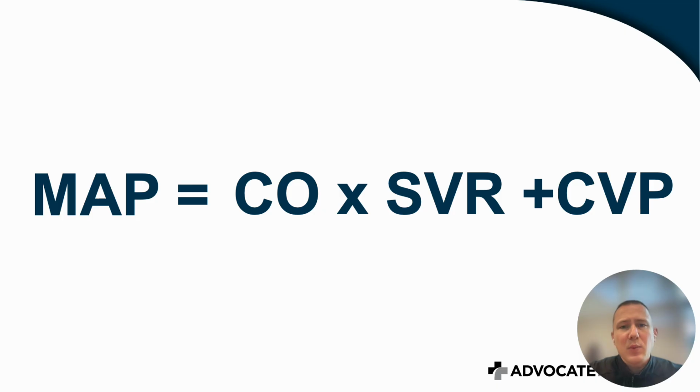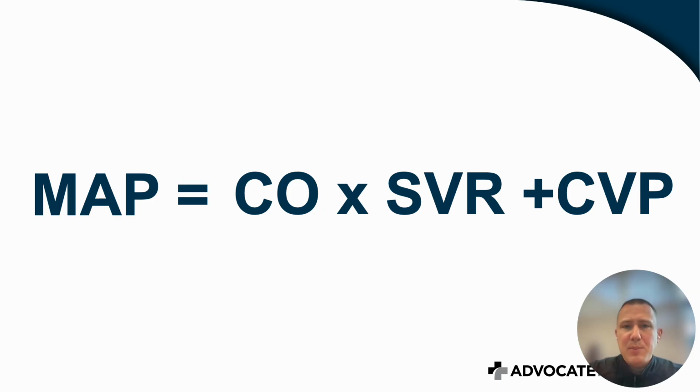The parameter that we as clinicians frequently use at the bedside to understand the perfusion status of our patients is usually blood pressure. Blood pressure, or in this case MAP, mean arterial blood pressure, could be described as the product of cardiac output and systemic vascular resistance, and CVP would be added to that. Because CVP in normal conditions is 0 to 3, frequently it's omitted from this formula.